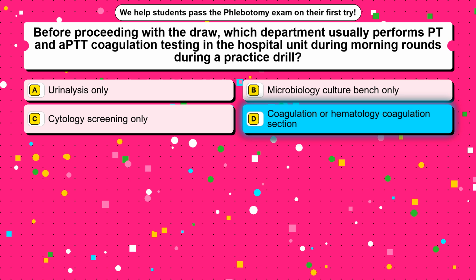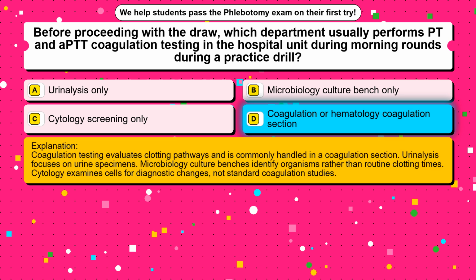Coagulation or hematology coagulation section. Coagulation testing evaluates clotting pathways and is commonly handled in a coagulation section. Urinalysis focuses on urine specimens. Microbiology culture benches identify organisms rather than routine clotting times. Cytology examines cells for diagnostic changes, not standard coagulation studies.